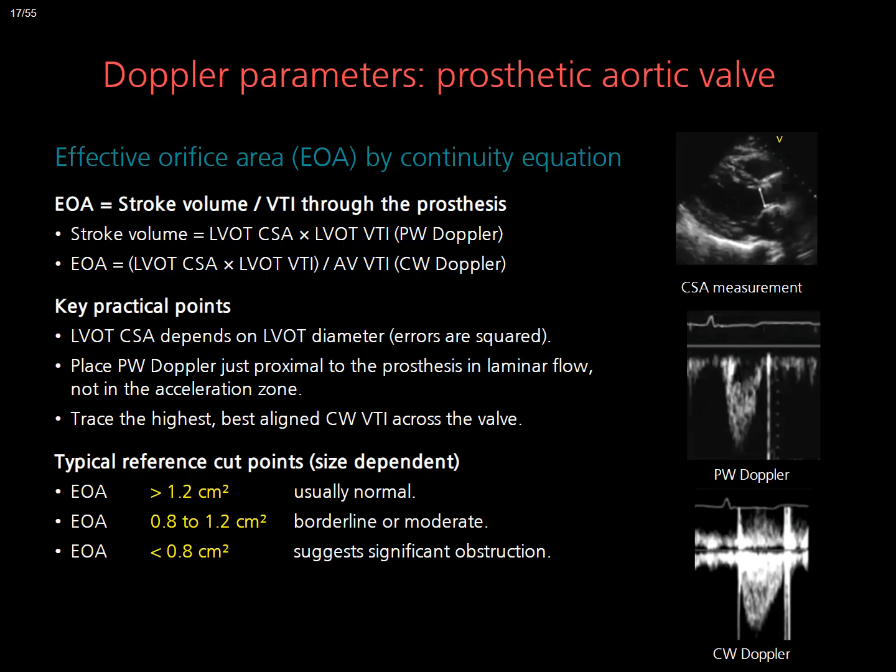Values between 0.8 and 1.2 square centimeters suggest borderline or moderate obstruction, and an EOA below 0.8 square centimeters is consistent with significant prosthetic obstruction. These thresholds are valve size dependent and should always be interpreted in the clinical context and against prior baseline studies.